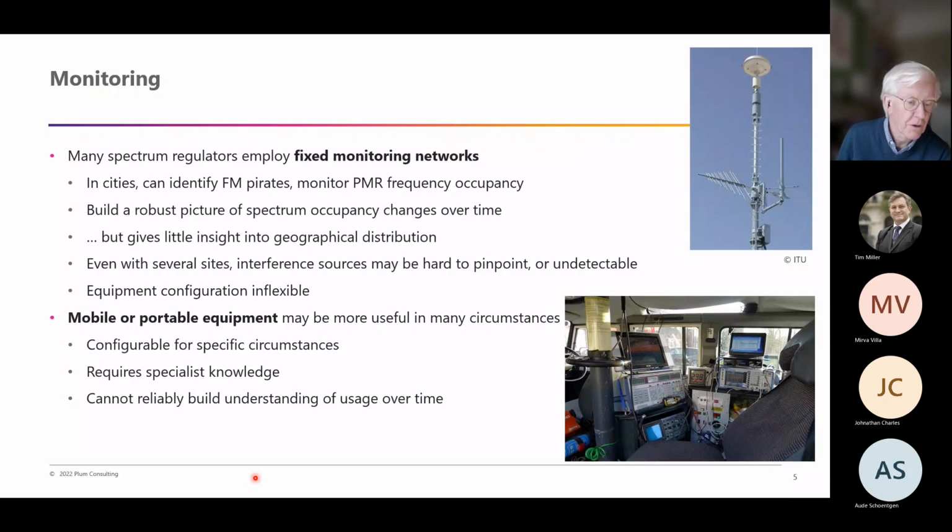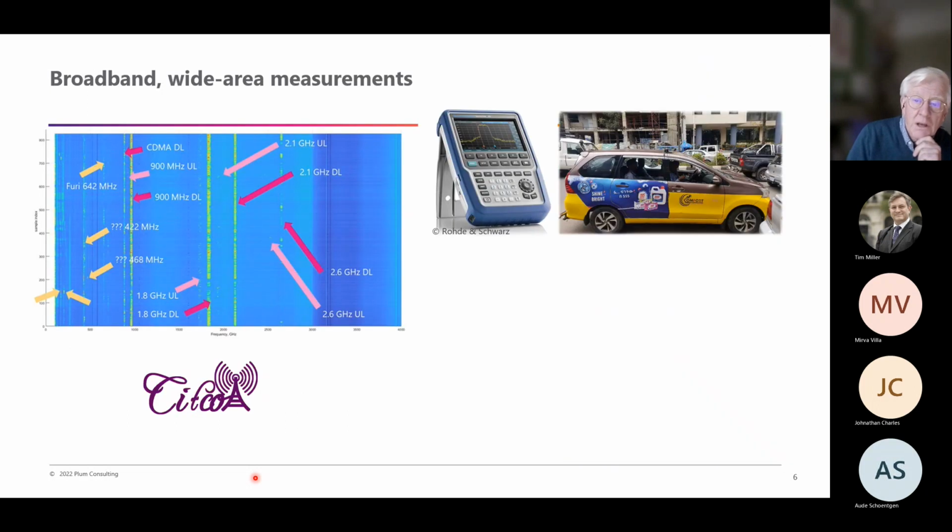But it implies that you've got to have staff that can adapt equipment to specific needs. And it also suffers from the great disadvantage that it doesn't build this sort of understanding of spectrum use over time, over a long period. So I think the message is that there's no one size fits all type solution for spectrum monitoring, that you need a variety of things in your toolkit.